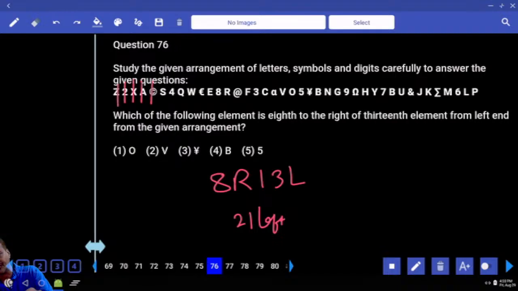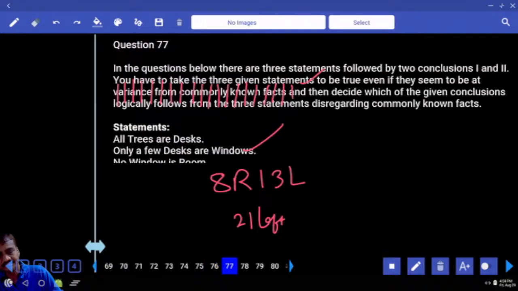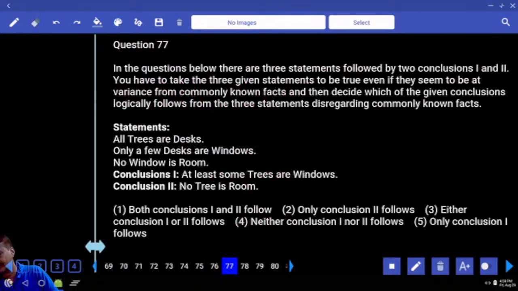1, 2, 3, 4, 5, 6, 7, 8, 9, 10, 11, 12, 13, 14, 15, 16, 17, 18, 19, 20, 21. What is your answer? Choice 5. Done? Then 77 onwards. 77 to 80.